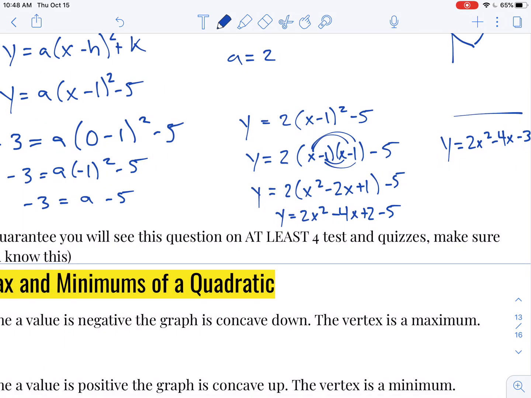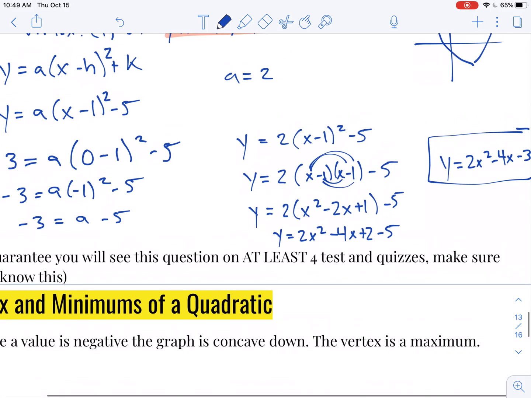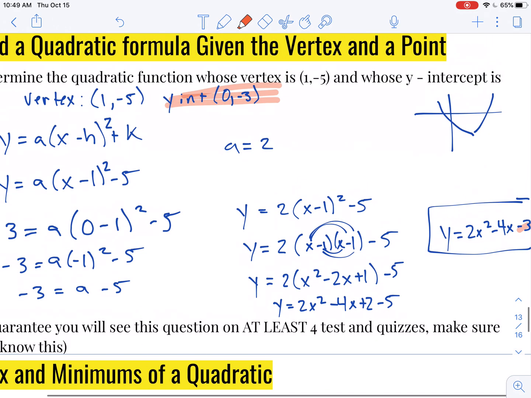All right, well, I've already told you your y-intercept is always just your c value. My c value here is -3. My y-intercept up there is -3. Perfect. So my y-intercept and my c value match up.